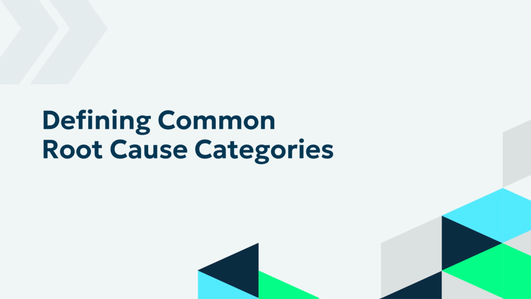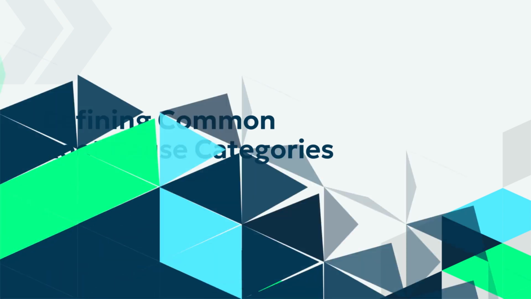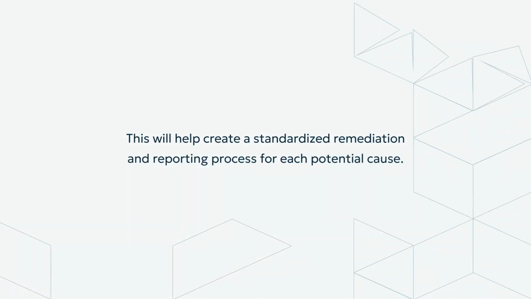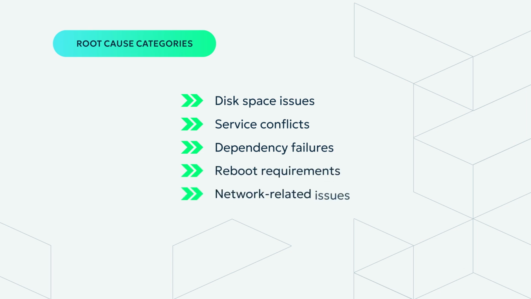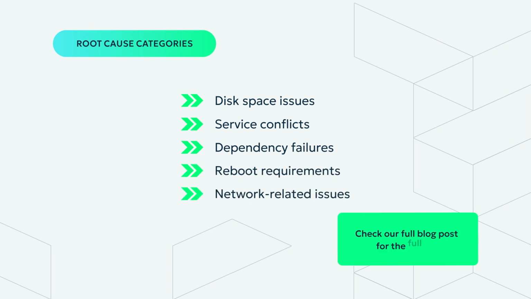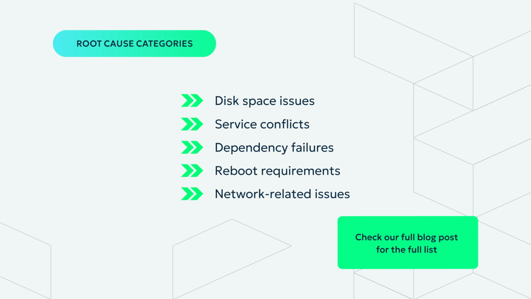Defining common root cause categories. Before that, however, you need to familiarize yourself with the common root causes per category. This will help create a standardized remediation and reporting process for each potential cause. They can vary from disk space issues to service conflicts, dependency failures, reboot requirements, and network-related issues. You can check out the chart outlining each root cause and its indicators in our blog post. Now, let's explore each method for identifying, logging, and reporting patch failures.